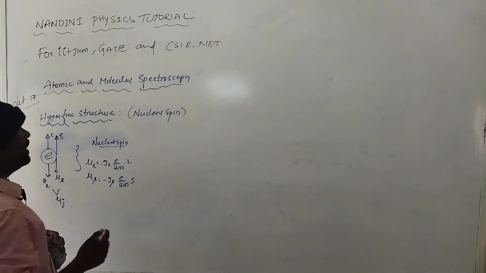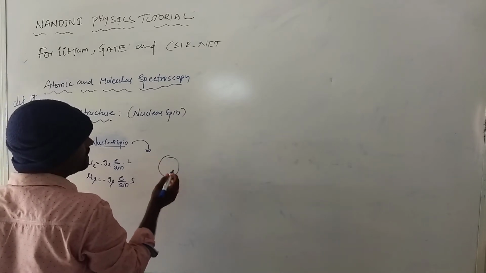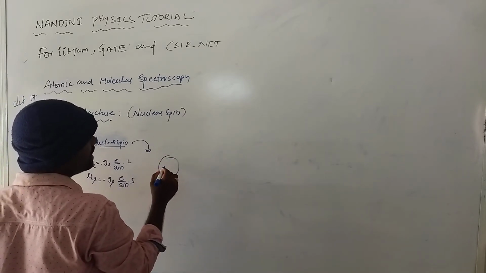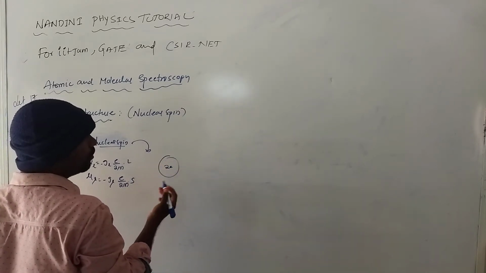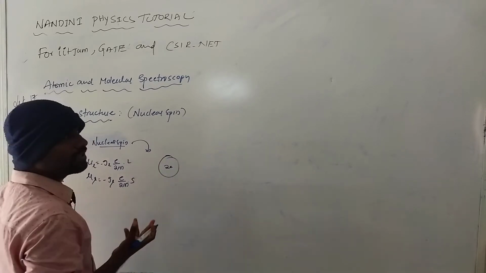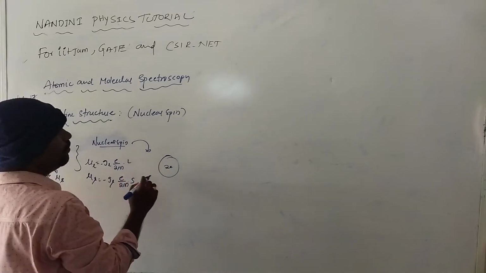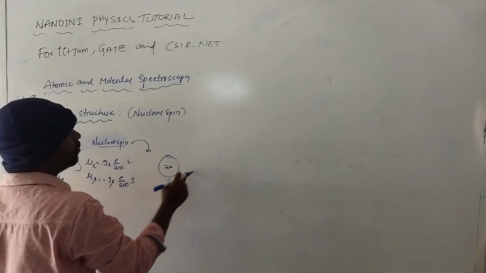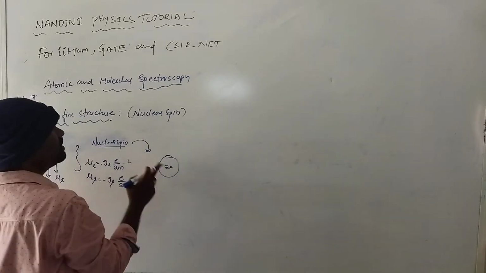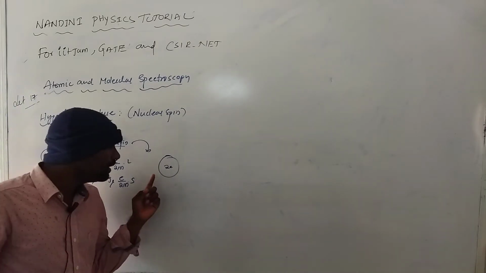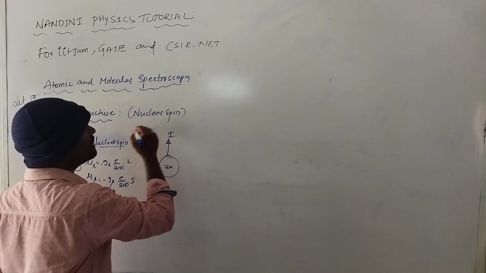Similarly, if you consider nuclear spin, the central part of the atom is the nucleus, which has charge Ze, and it contains either protons or neutrons. Consider a proton at the central part of the nucleus. Just as the electron has spin, the nucleus also has spin, and that spin is represented by capital I. This is the nuclear spin.